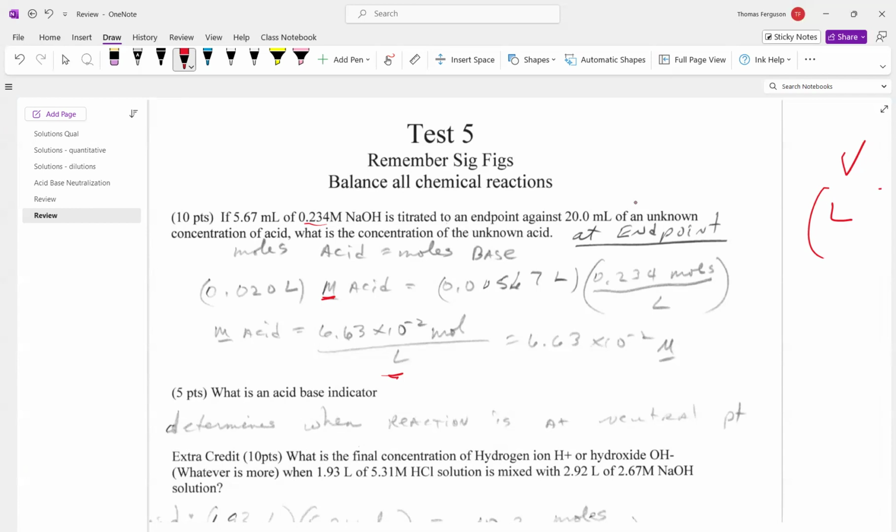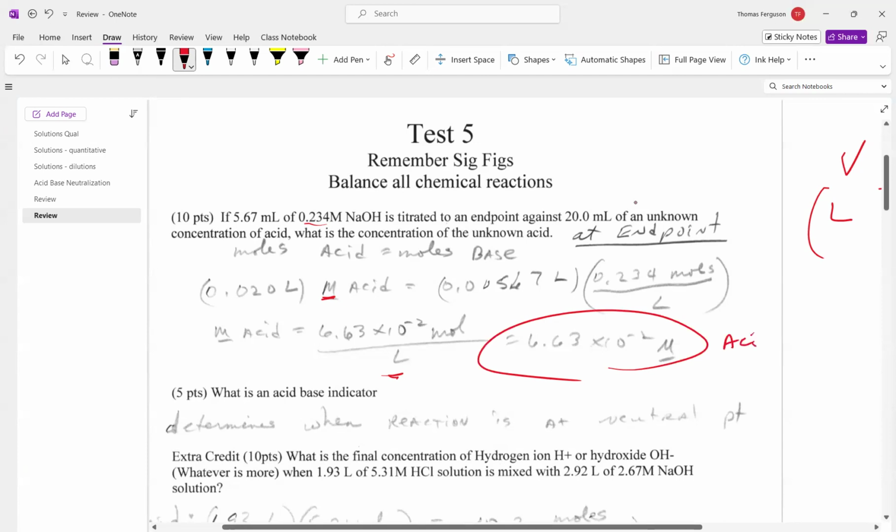So that's the unknown concentration of acid. Now remember, this practice test is going to be very similar to your test 5. The only thing that's not on this is going to be Unit 4 questions. There'll be one of those questions on here as well. It's a simple stoichiometry.